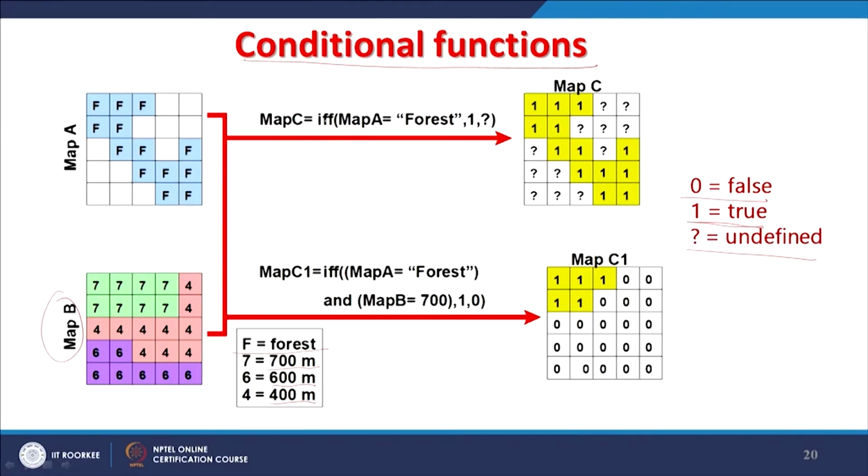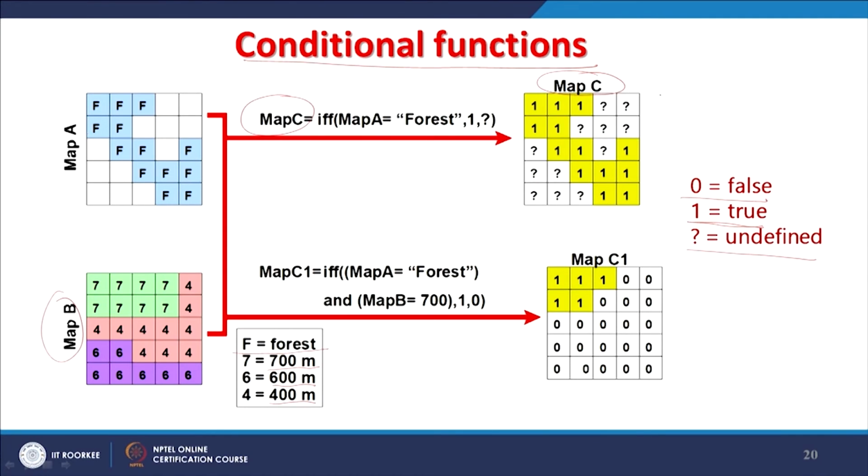So, if I take this map C example, if map A equals forest, then 1, else unidentified, because I know while inputting that there are areas which do not have any other value, only along with this F we have a value.